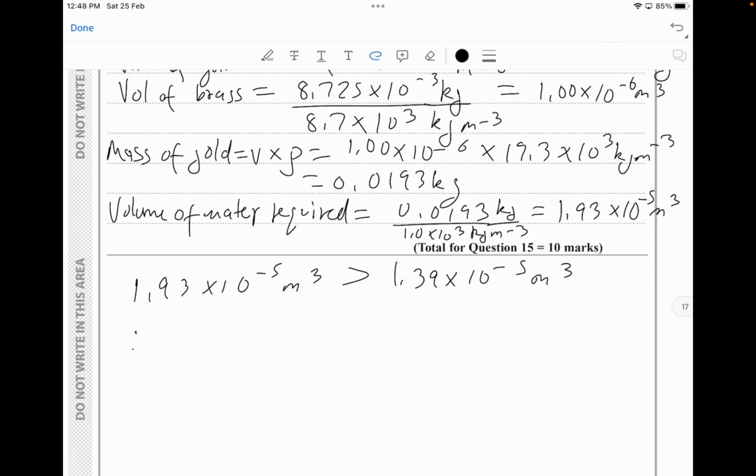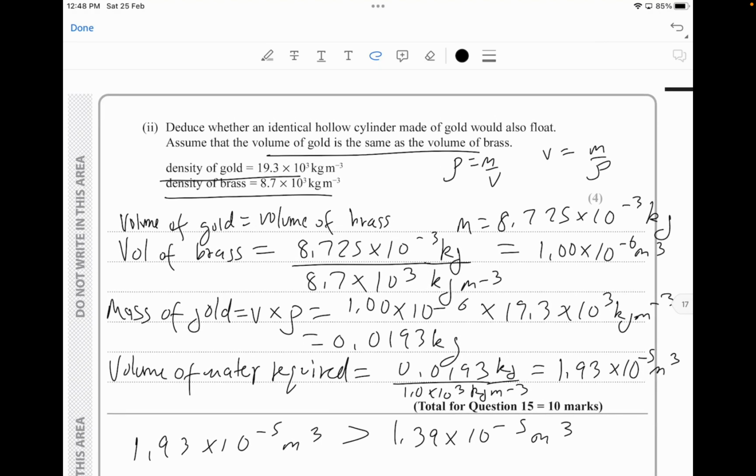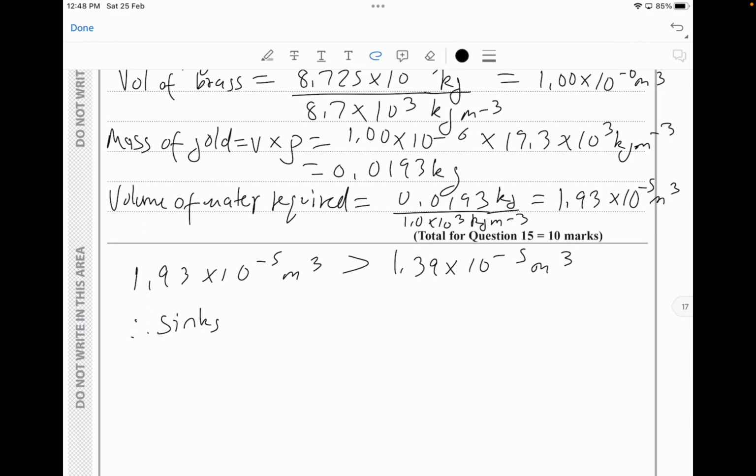So indirectly, therefore, this will sink. Would the hollow cylinder made of gold also float? No, it would sink in this case, because 1.93 times 10 raised to the power negative 5 meter cubed is greater than 1.39 times 10 raised to the power negative 5 meter cubed. So therefore, it will sink.